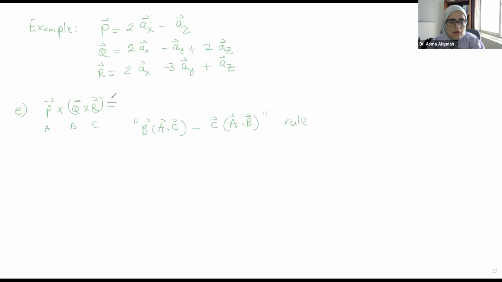Okay, so we have B is Q here, so we have Q, P dot R, minus C is R, P dot Q. Okay, this is how we find the vector triple product.